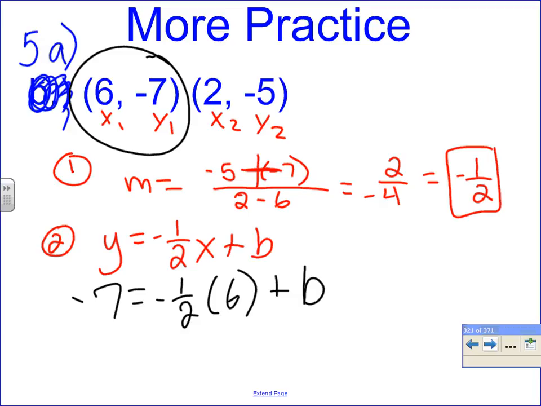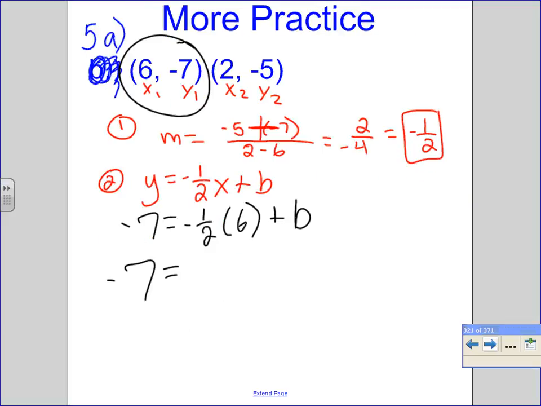So let's figure out what b is. -7 equals, what's -1/2 times 6? Good, -3 plus b. So how do we get -3 to the other side? Good, add 3 to both sides. What's b? Good, so b is -4.